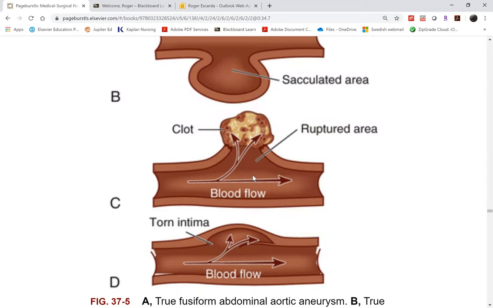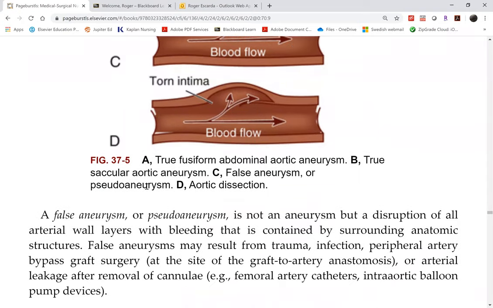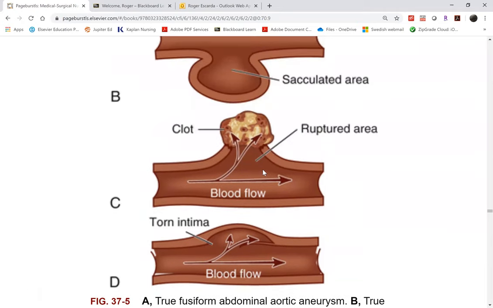So this is not really an aneurysm, okay? That's why they call it a false aneurysm or a pseudo aneurysm. It's not an aneurysm at all. So when does this occur?